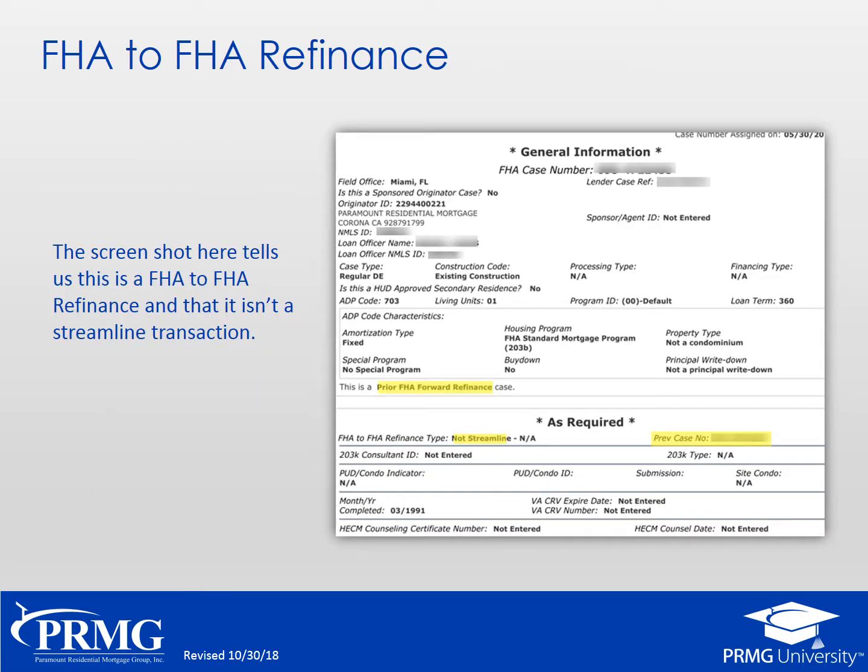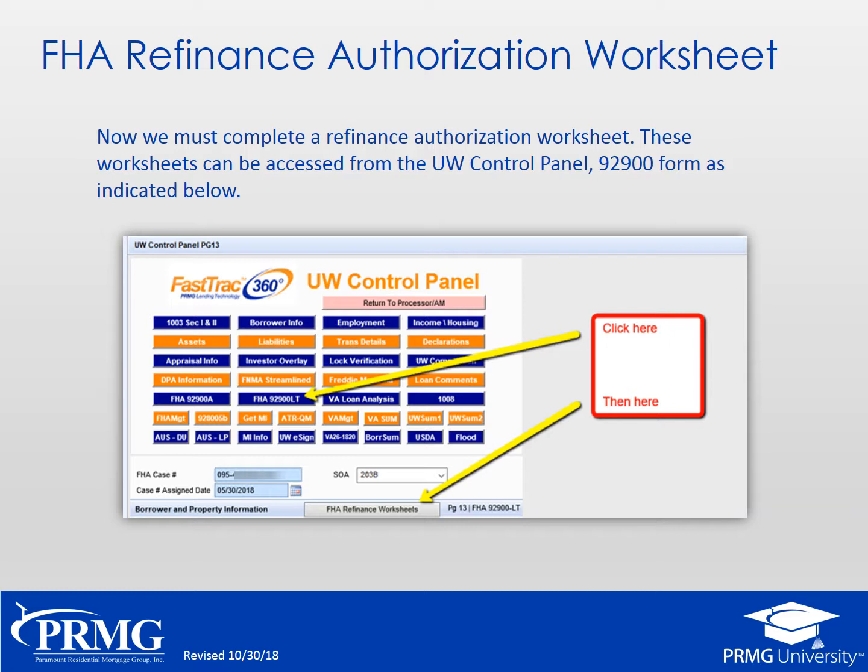Now that we have our refinance authorization results and we know that we are doing a no cash out refinance, we must decide if we are doing a regular rate and term, simple, or streamline. You can make this determination by reviewing the loan in FT360 and the FHA case number assignment. Next, we determine that this is a simple refinance transaction because we're paying off an FHA loan and the case assignment has already confirmed it's not a streamline refinance. So now we must complete a refinance authorization worksheet.